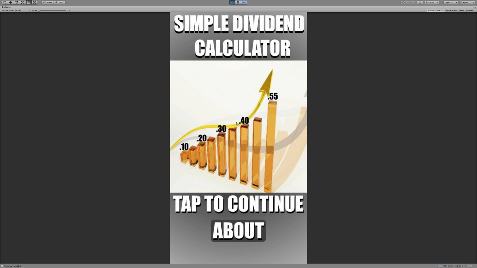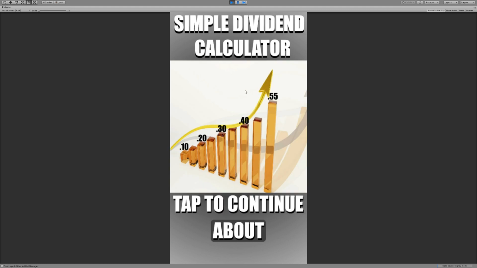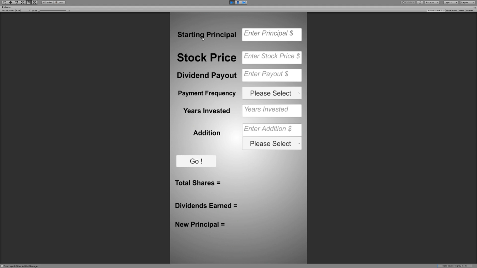Now on the front screen, I have the tap to continue and a little area where you're able to click on the about section. I think in my next iteration, I'm going to include the update version on there. So if anybody has an issue with their version, they could always look at the main screen and let me know what version they're on. So here, you log on to the about, and it just shows developed by the Financial Investor with my current logo, Financial Investor connecting everyone together. I have links to my YouTube channel, the Facebook page, my website, and a button to go back to that main page. Now, if you click anywhere on the main screen, you'll be able to log into the actual application itself.